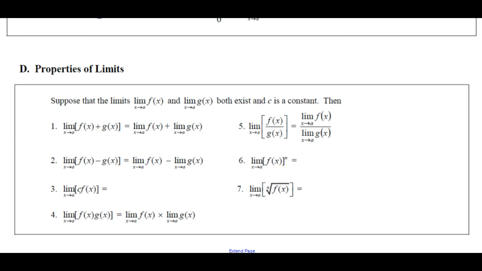We have some properties of limits. These are also in the textbook, I believe. So if the limits both exist and c is a constant, then the limit of the sum of two functions is equal to the sum of the limits. And differences, same thing. They're leaving 3 for us to fill in for ourselves.